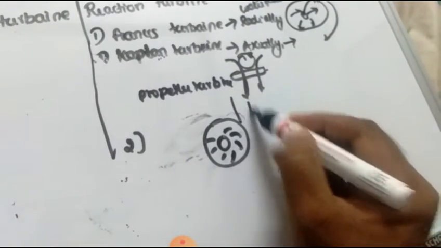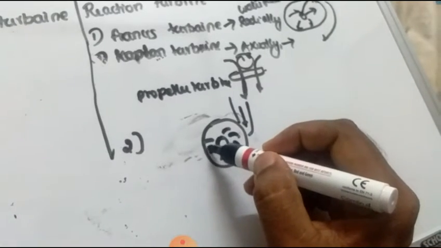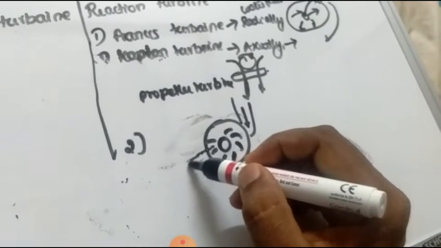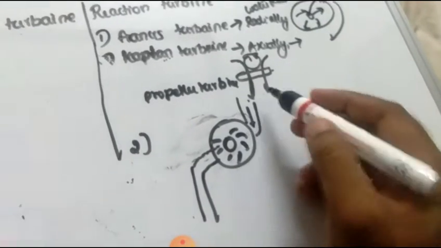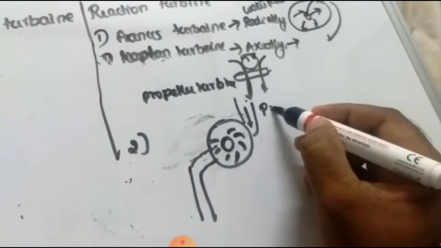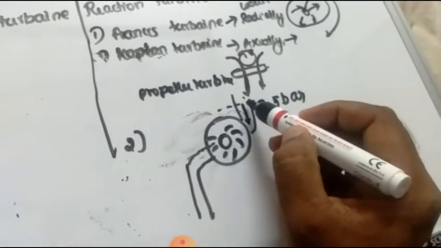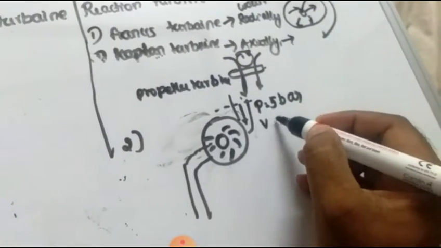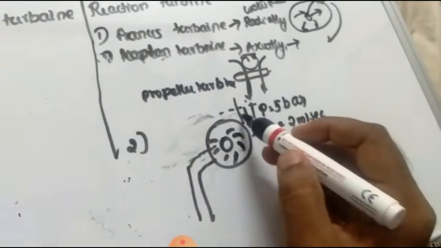You see, this is one turbine. Water is entering in this direction. Water is coming in this direction. The turbine is inbuilt, so water passes in between the runner. Water is entering, for example, at P equal to 5 bar here. Velocity here, suppose for example, is 2 meter per second.